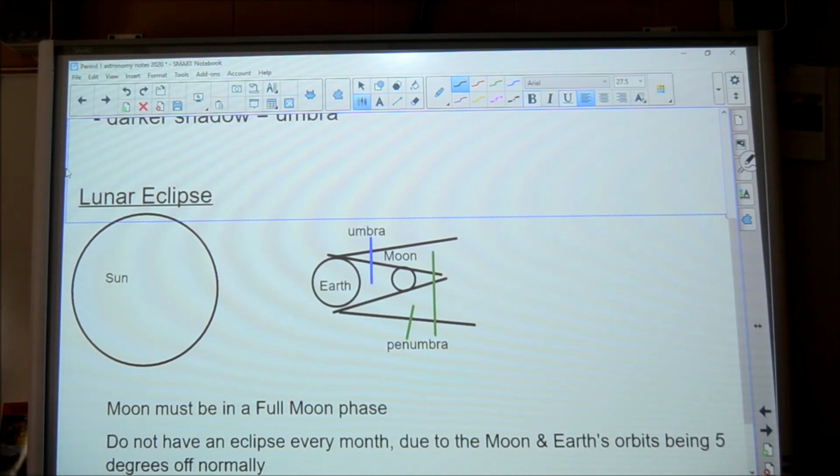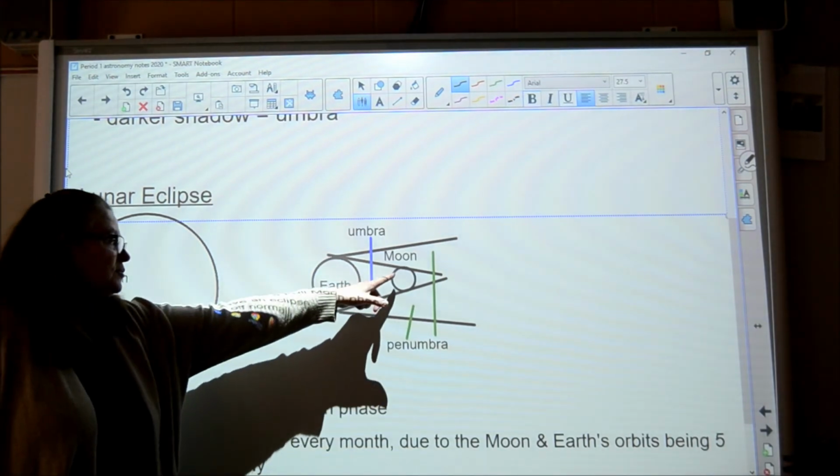First, we're going to start talking about a lunar eclipse. Lunar eclipse, a couple things. It's got to be a full moon. With that one, the moon and the earth have to be perfectly aligned. Like I said, doesn't happen every month. The dark area, so the earth is casting a shadow on the moon.